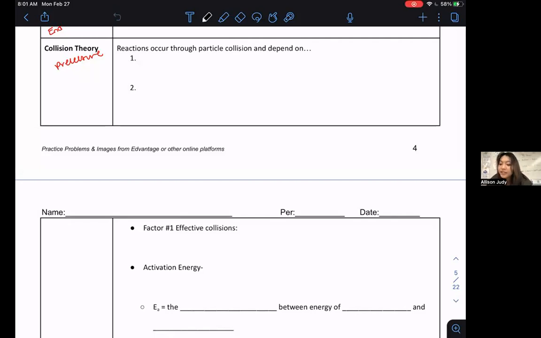And collision theory is going to sound very similar to another theory that we talked about with gases, known as kinetic molecular theory, right? This is a more general theory that isn't just assigned to gas particles, but looks at what's happening between particles in any reaction, despite the state of matter it's in. Reactions must occur through particle collision and depend on two things according to collision theory. One, the number of collisions, i.e. the frequency of collision.